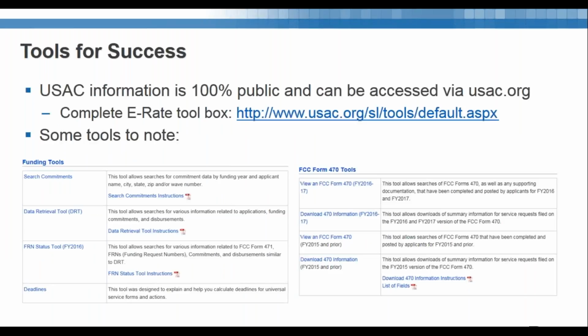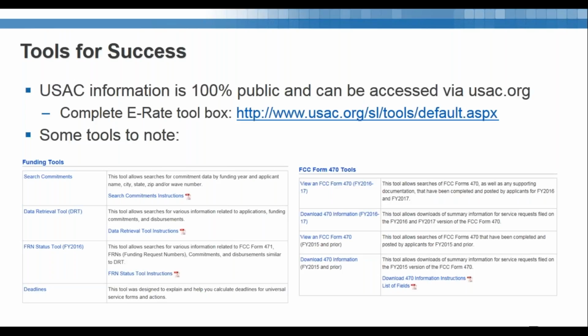All right, there are a lot of tools out there for E-rate. There are some with USAC itself, and there are some private tools that you can purchase if you are interested in those, but I wanted to go over what's out there for free for anybody to gather. All of the information on the E-rate program from USAC is 100% public and can be accessed on their website. They have a complete E-rate toolbox, and I'll just go through some of those for you.